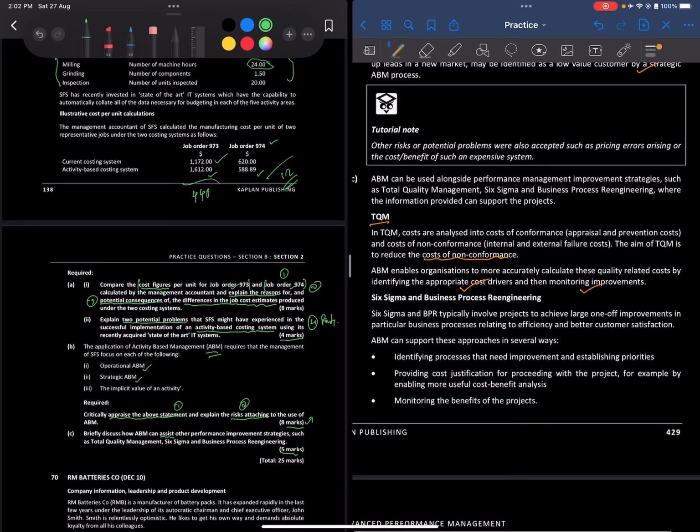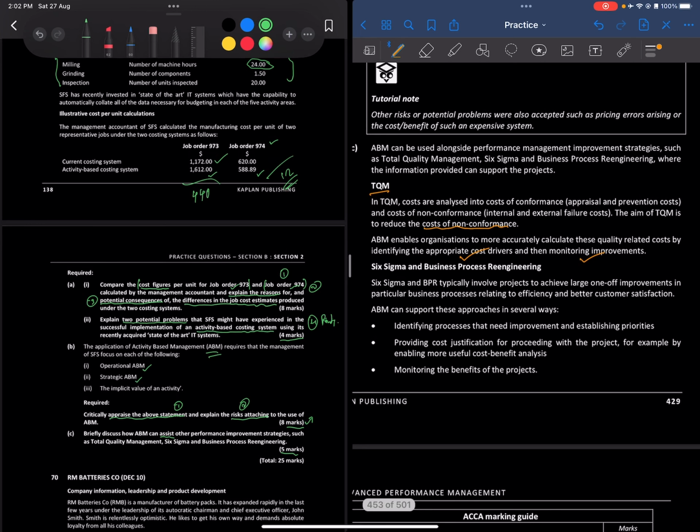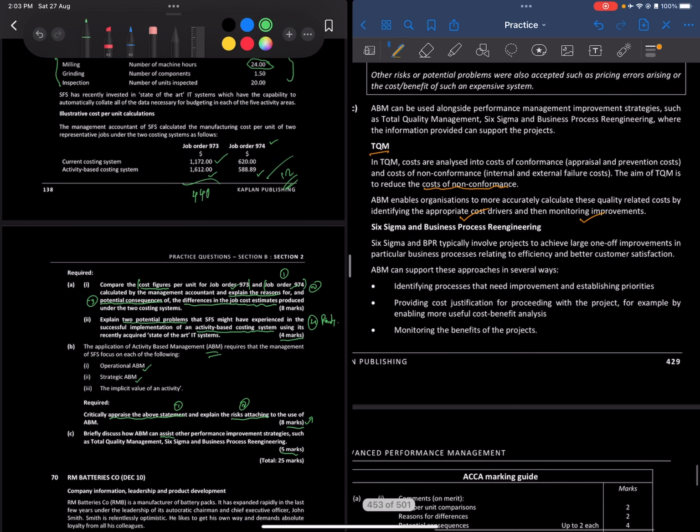right? So we can accurately calculate the quality cost based on the cost drivers, and then monitor those improvements. Let's say some activity is causing a bit of defect in the product that we are producing. So when we are making a particular kind of cut, the product is being bent, so we try to identify those cost drivers and then improve it.